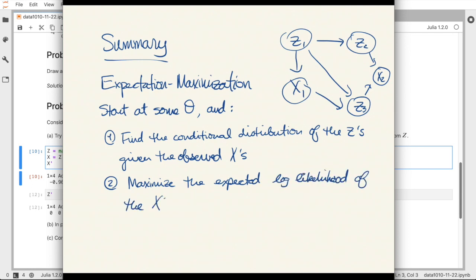So in other words, we work out the log likelihood with respect to the x's and z's, pretending that we've observed both the x's and z's. But since we don't know the z's, we leave them as variables. And then we take an expectation by treating those z's as random variables whose distribution is given by the conditional distribution found in part 1. So this expectation is with respect to the conditional distribution of the z's given the observed x's.